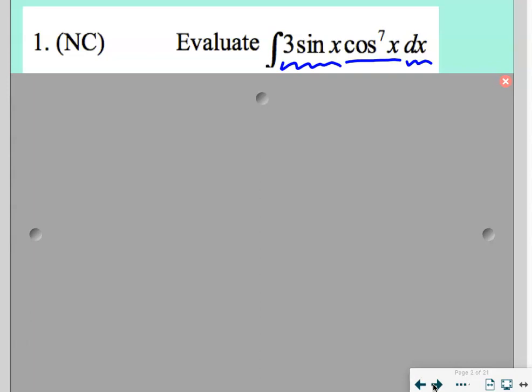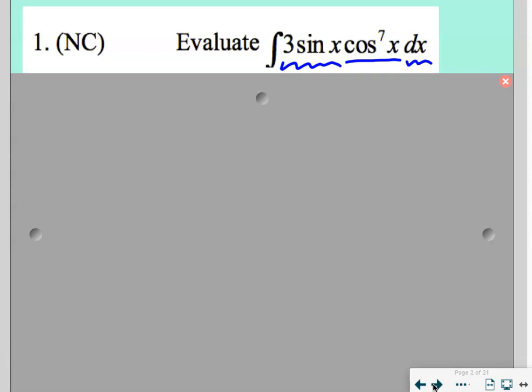All right, so this first problem, we have a sine and a cosine. When you have a sine and a cosine, your u can go either way. It could be sine, it could be cosine. So how do we know which one to pick for our u? Yes, the one with the exponent on it. So your u for this has to be cosine x.